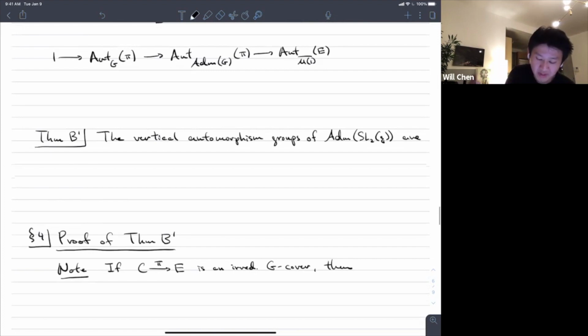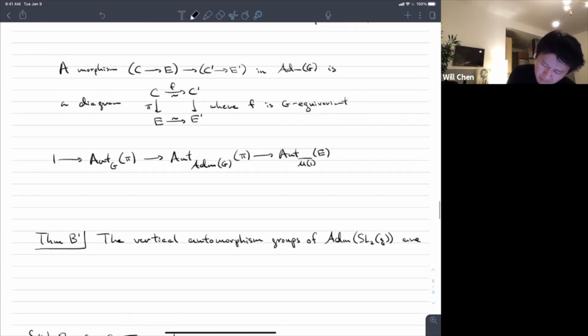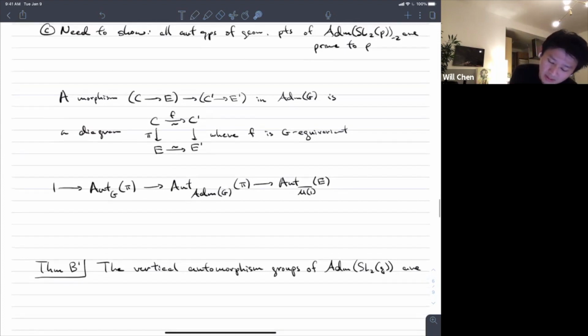So essentially, we've boiled this down to a computation of automorphism groups. And what are these automorphism groups? Firstly, what is a morphism in ADMG? A morphism is just given by such a diagram. If this is a G cover and this is another G cover, a morphism here is given by a G equivariant map of the corresponding covers, such that you have such a diagram. Note that the bottom map is induced by the top map because F is G equivariant, and each of the vertical maps are G covers, so they end up being quotients essentially.